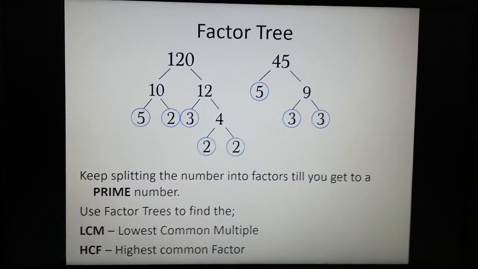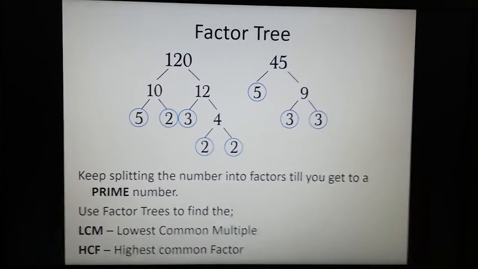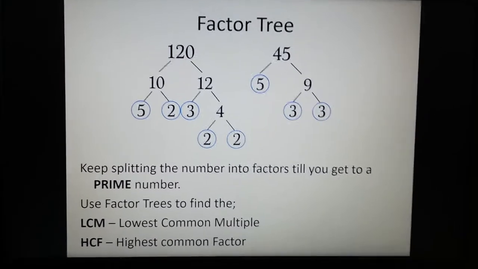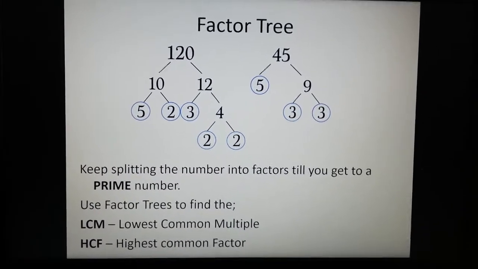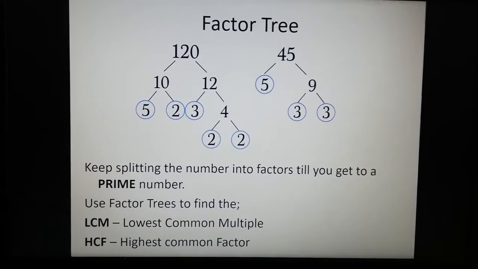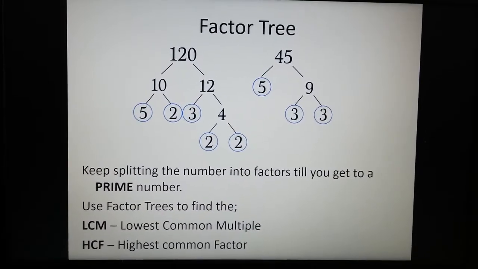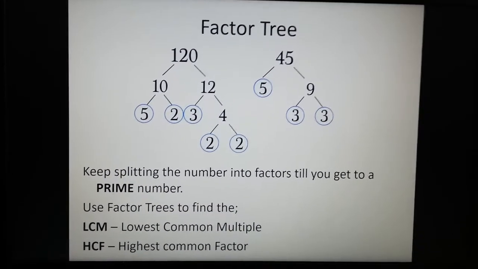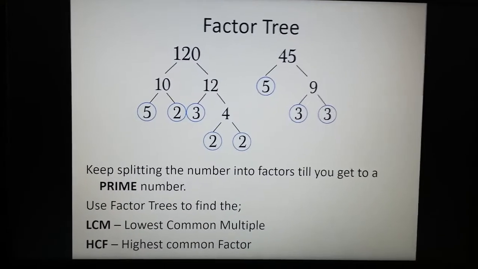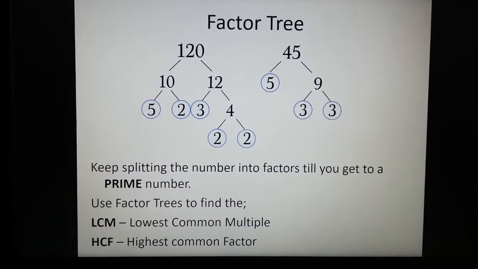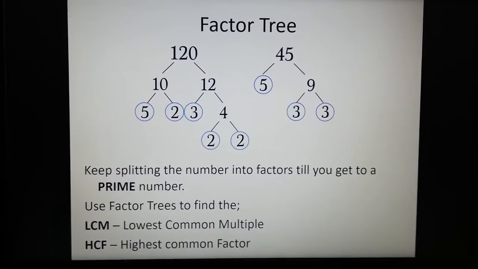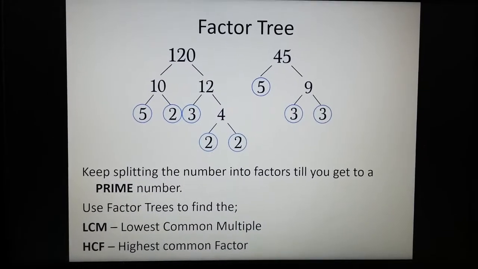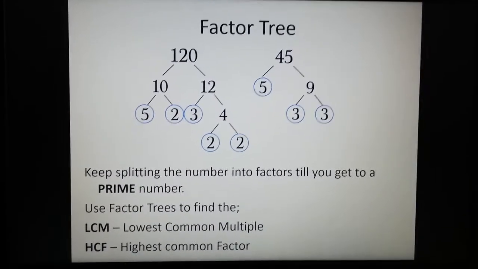If we look at 120, the prime factors of 120 are 5, 2, 3, 2 and 2. If you multiply those together, 5 times 2 is 10, times by 3 is 30, times by 2 on the other tree is 60, times by that other 2 gives you 120. So when you multiply all the prime factors together, you actually get back to the number. Similarly, if you look at 45, its prime factors go down to 5, 3 and 3. 5 times 3 is 15, 15 times the other 3 gives you that 45.